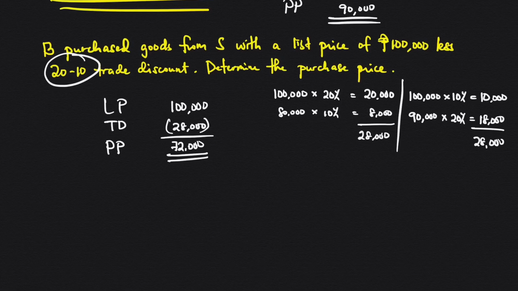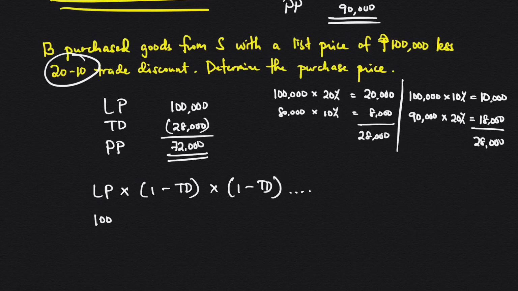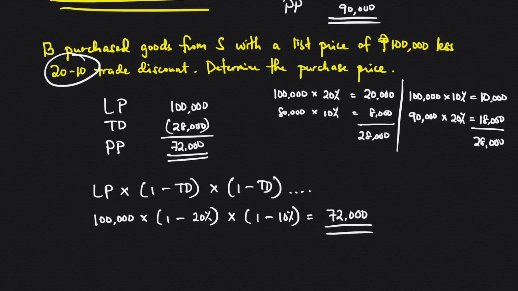Another way to compute it is to get the list price times 1 minus trade discount times 1 minus trade discount, and so on. And to apply, list price is 100,000 times 1 minus trade discount. You can use 20 or 10, whatever. So I will just write 20%, the first one, times 1 minus trade discount. So the second one is 10%, so I'll write 10% to get the purchase price, 72,000. And normally, this is used in the computation of purchase or selling price.